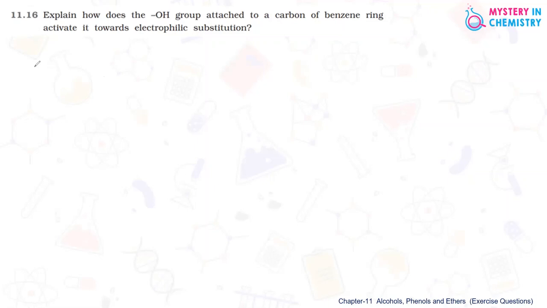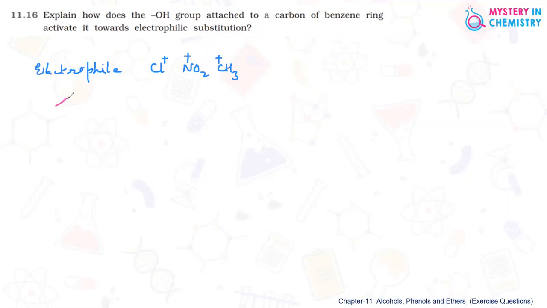Now, what are electrophiles? Electrophiles are the species which are electron deficient, like chlorine plus ion or NO2 plus ion. Any species which is electron deficient is known as an electrophile. And we know that in benzene, electrophilic substitution is taking place because benzene is electron rich.